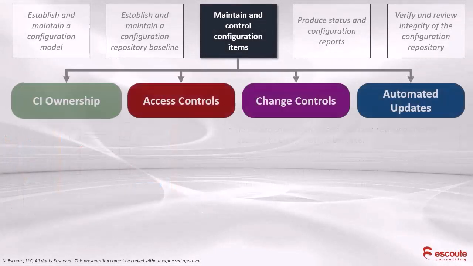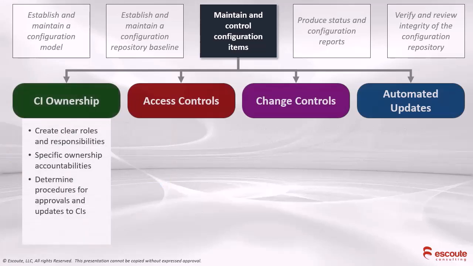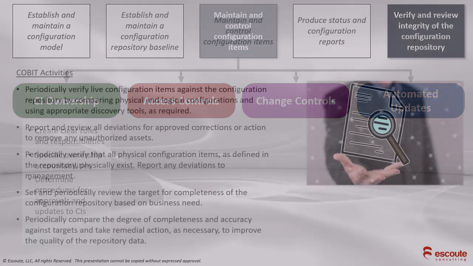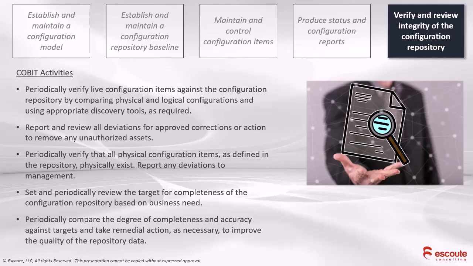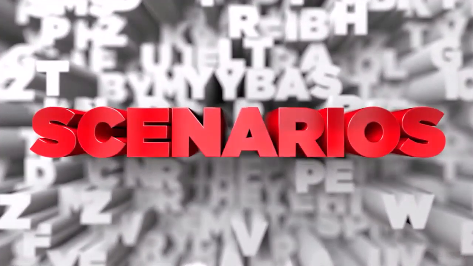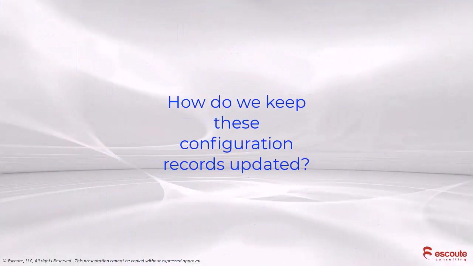Here's my advice. Number 1, you have to have configuration item ownership. Create clear roles and responsibilities, specific accountability plans, and of course, minimize your downtime. So I told you we'd talk about a few scenarios on some of the things you could do to help you make sure that you have accurate and up-to-date information out there. So I want to tell you my story. Now, how do we keep these configuration items updated?